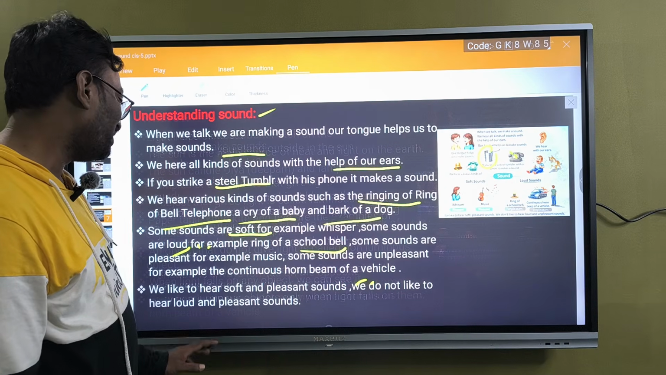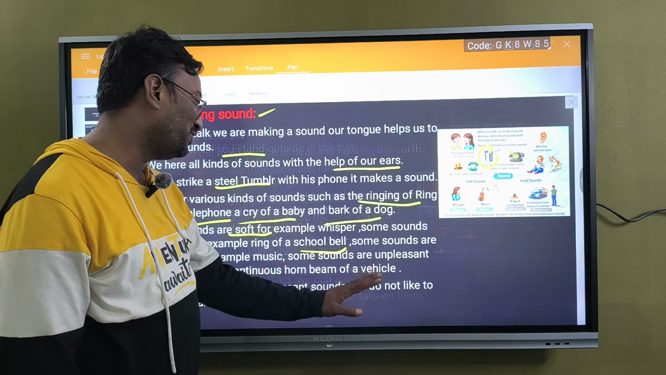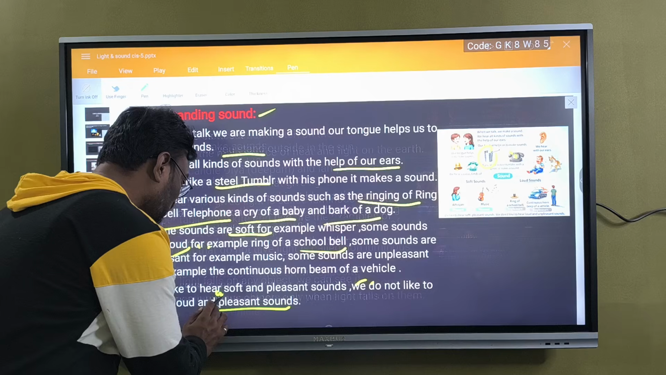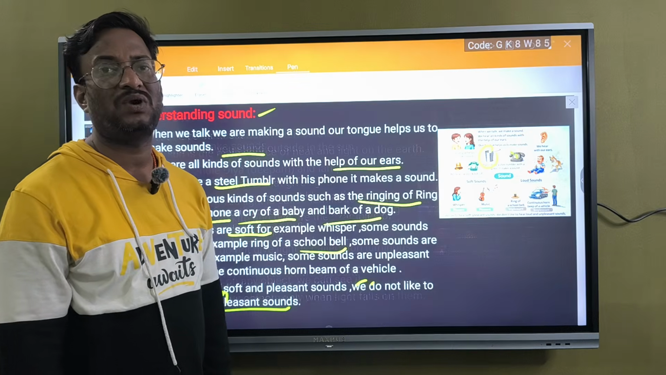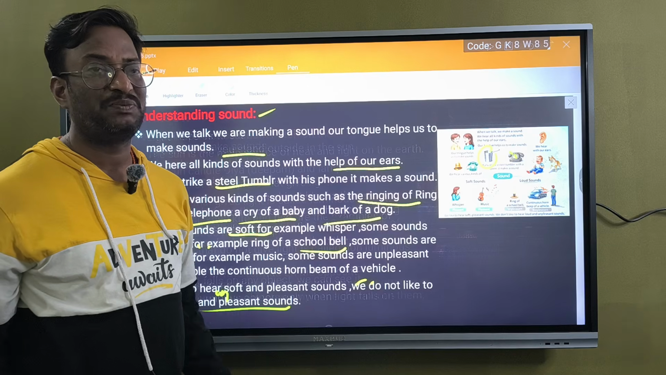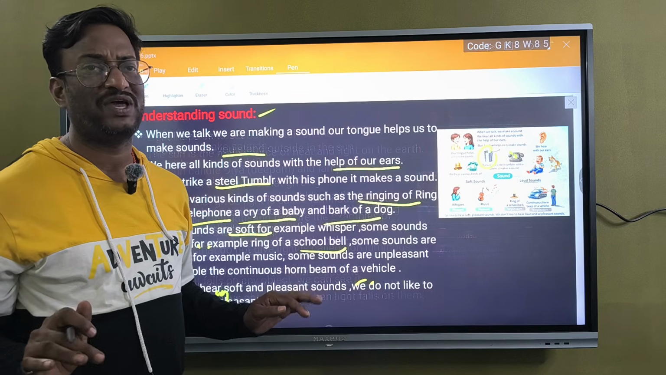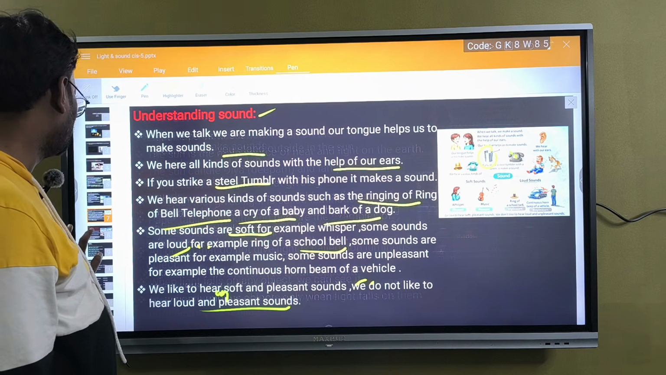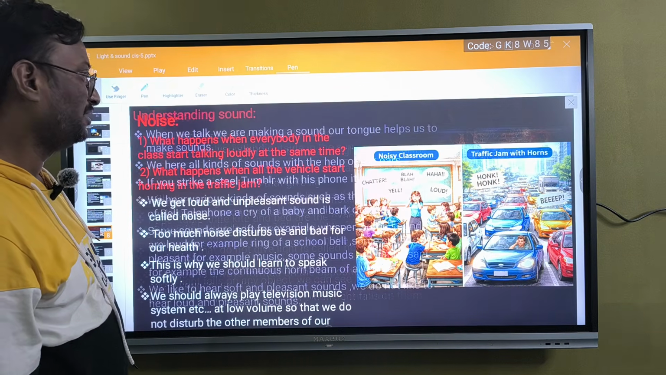We like to hear soft and pleasant sounds. We don't like to hear loud and unpleasant sounds. Sounds are especially unpleasant in a traffic jam, where we listen to the horns. That will be very unpleasant to listen to.